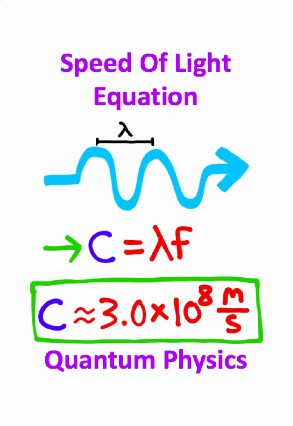Now, this might be confusing because you might be thinking to yourself, well, if the wavelength or frequency could be different, doesn't that mean this number wouldn't be constant? Because wouldn't a different light frequency or a different wavelength change your speed? And that's actually not true because the wavelength and frequency are inversely related to each other.